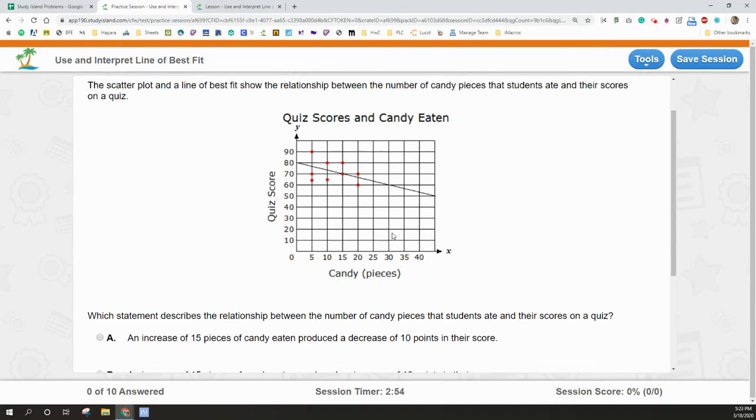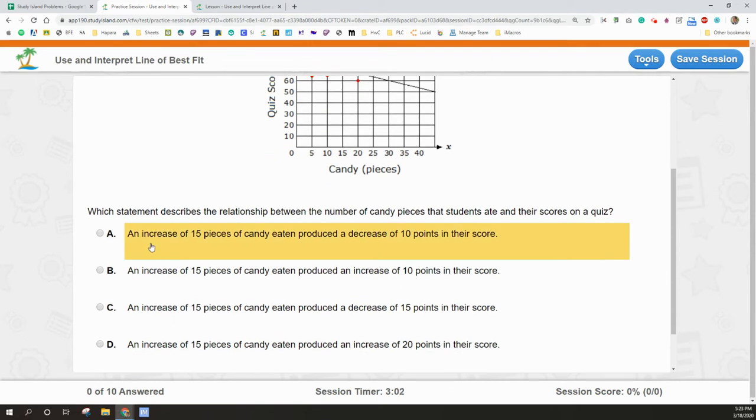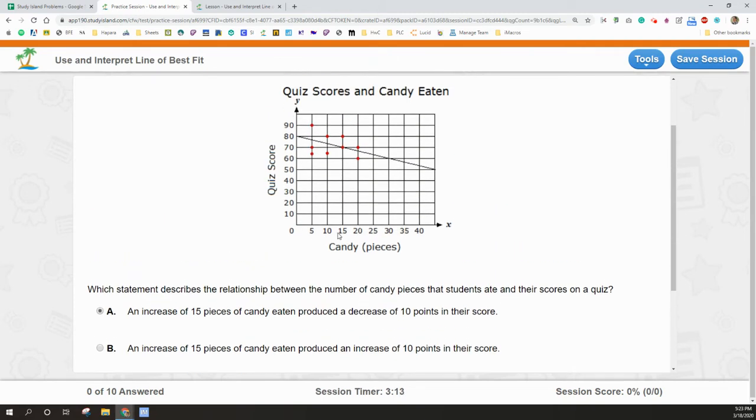So now we can answer our question: which statement describes the relationship between the number of candy pieces that the students ate and their scores on the quiz? A, an increase of 15 pieces of candy eaten produces a decrease of 10 points in their score. That is it. That's the right answer. As we go 15 on the x-axis, that is an increase of 15 pieces of candy. And every time we do that, we lose 10 points of quiz score. So that's a decrease of 10 points in quiz score.